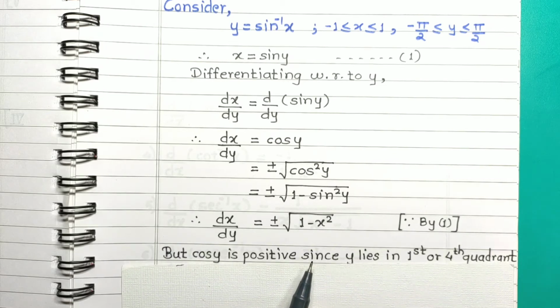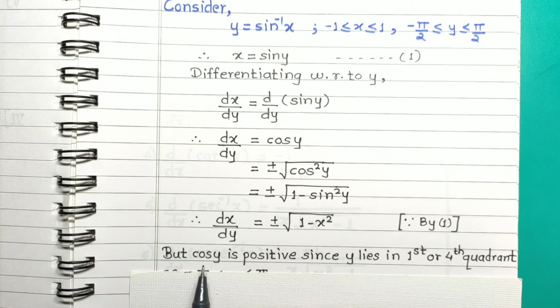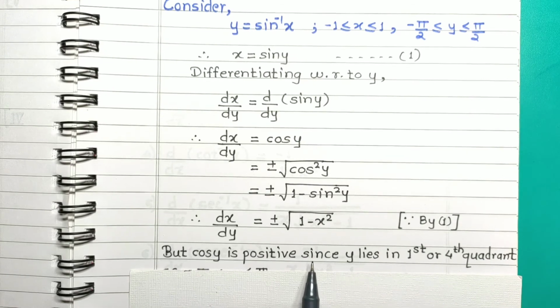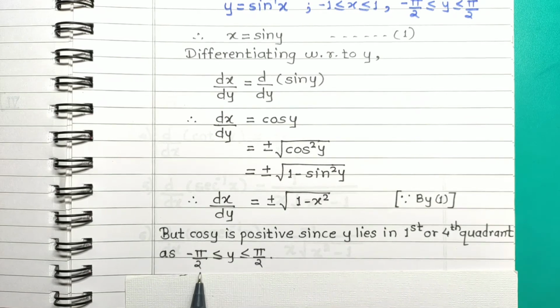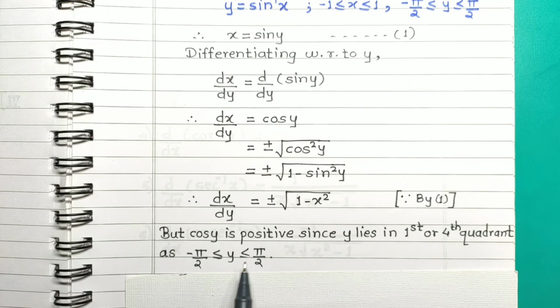Now, see, here we observe that cos y is positive since y lies in the first or fourth quadrant, as minus pi by 2 is less than equal to y is less than equal to pi by 2.